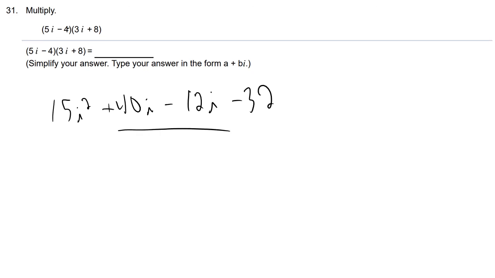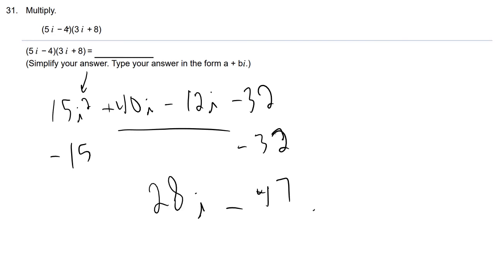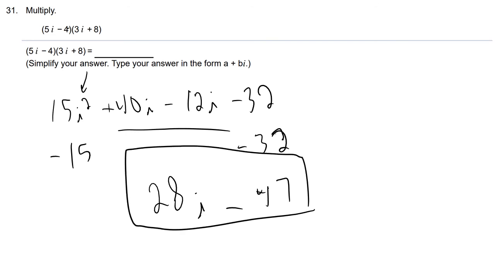I want you to notice we can combine these two, but I also want you to notice that i squared right there, i squared is -1. And so that's going to give me -15, and I can combine that with the -32, and when I combine that, what I'm going to end up with is -47. The i's combine to be positive 28i. Now, if you wrote it like this, you'd unfortunately get the answer wrong because it's actually in a plus bi form, which means the i needs to be at the end. So we're just going to write -47 plus 28i.